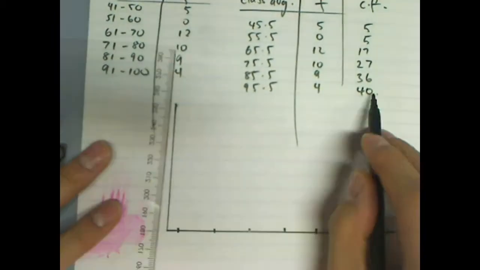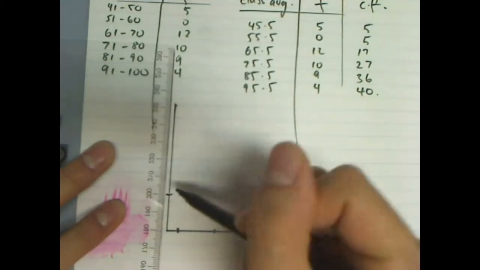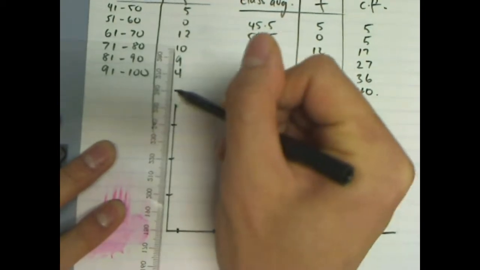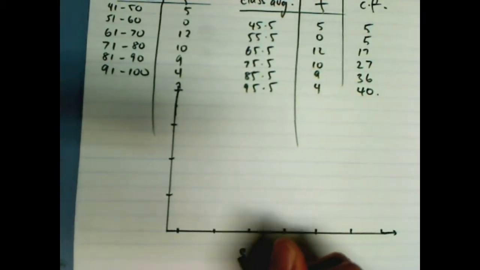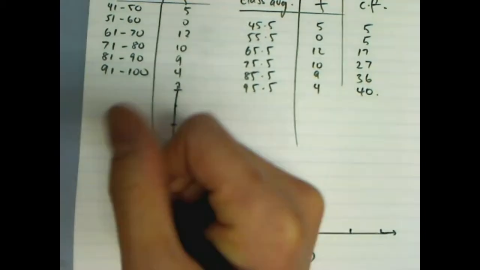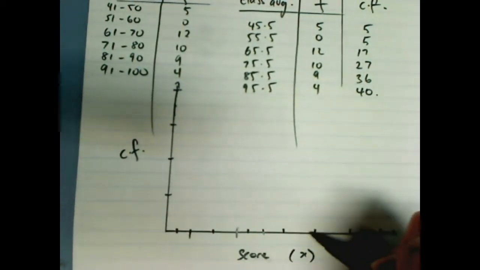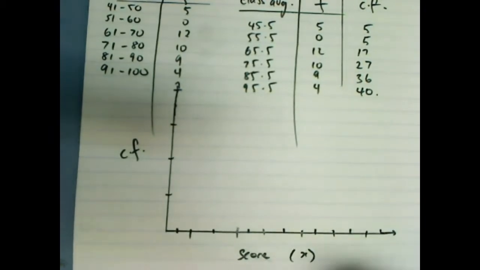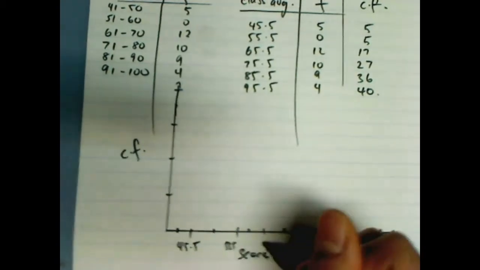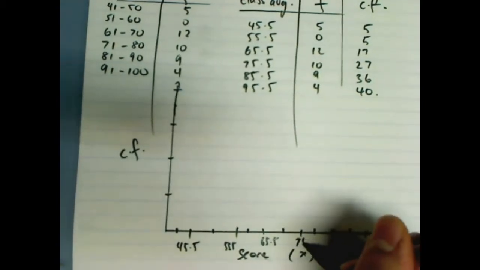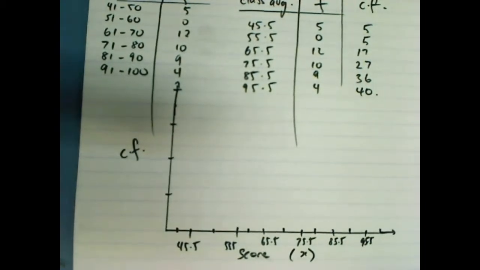How high does it want to go up to? Got to go up to 40. So do it in tens. 10, 20, 30, 40. Alright, so scores here. Cumulative frequency on the side. Mark each of them. 45 and a half, 55 and a half, 65 and a half, 75 and a half, 85 and a half, 95 and a half. Oops.